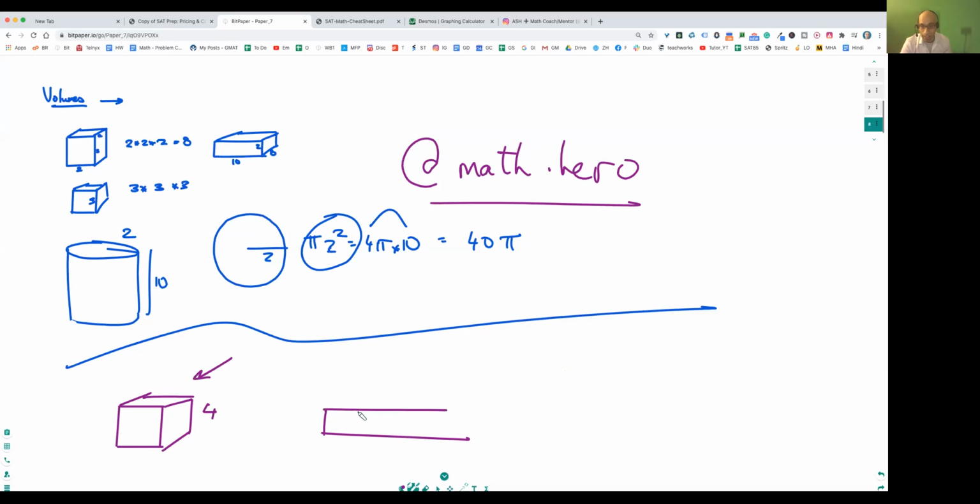Then you've got a rectangular box. Let me draw it a bit better. Now for this rectangular box, I'm going to give you all of the side lengths. It's going to be 5, and this is going to be 2, and this is going to be 4. So try to find out the volume of this.